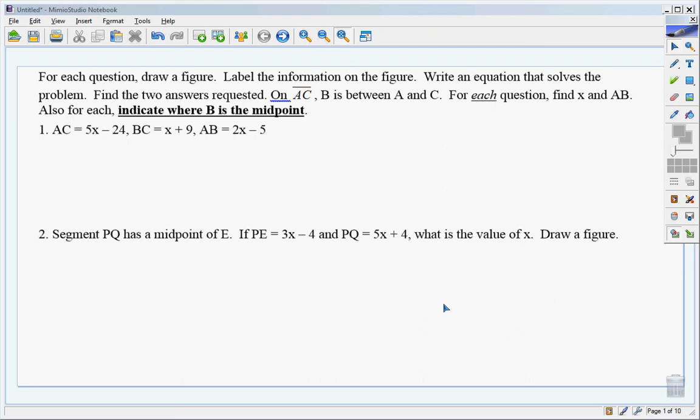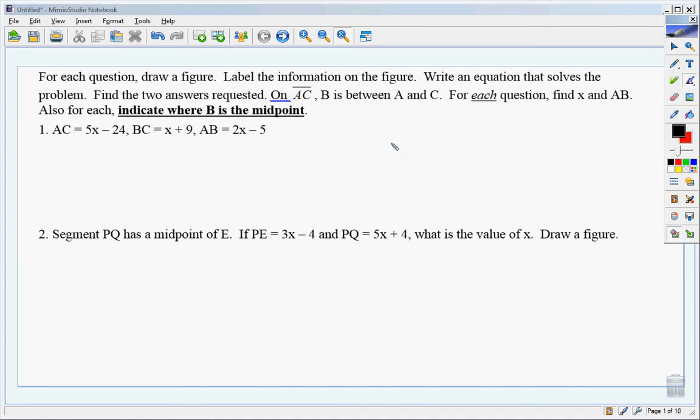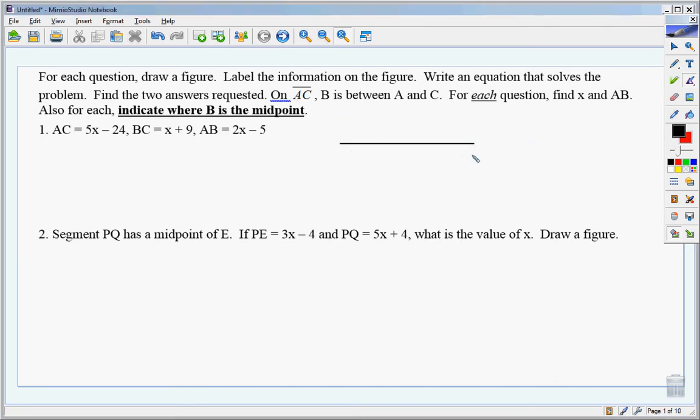Go through the problems pretty quick. You can always pause the recording if you need to. For question number 1, the first thing it says is to actually draw a segment AC and have B between them. B in between does not mean it's a midpoint.